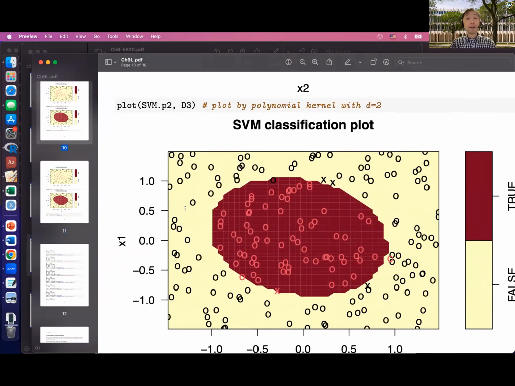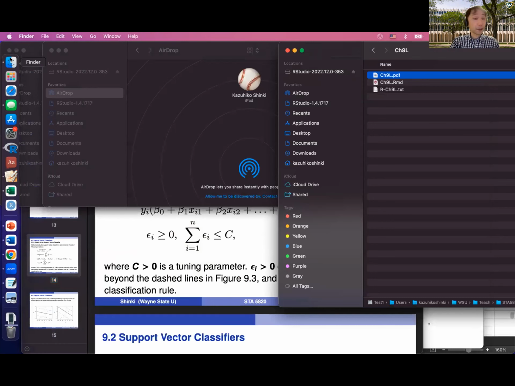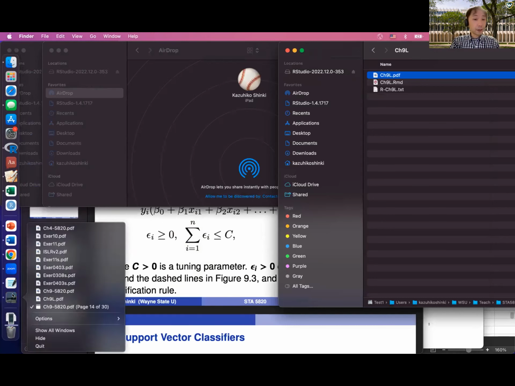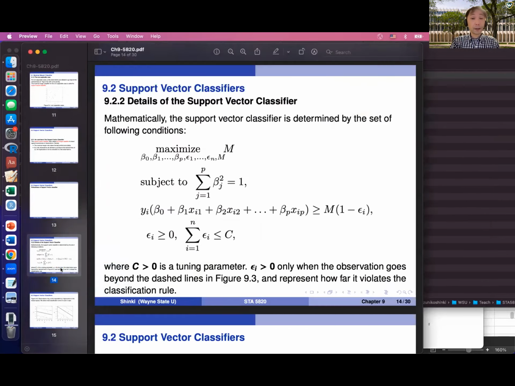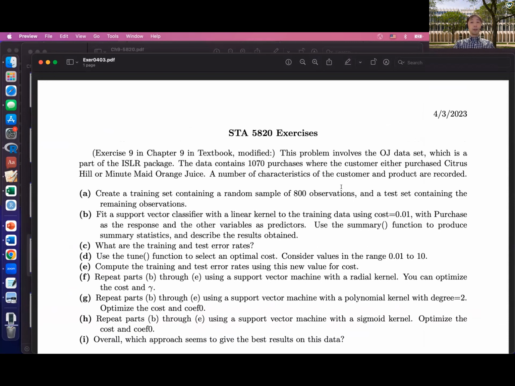And now I would like to do the exercise. Maybe I can share the screen first. The exercise is also available on the website. So, the orange juice data set. This is marketing data. There are 2 brands of orange juice, and we want to predict which one sells more.